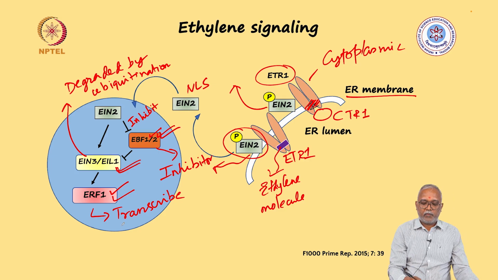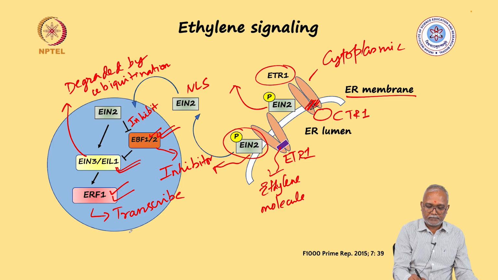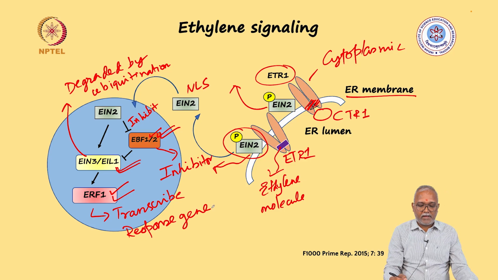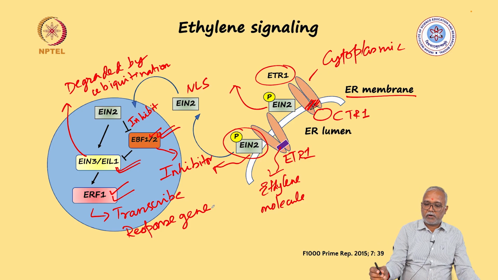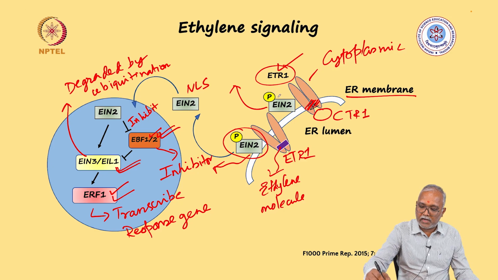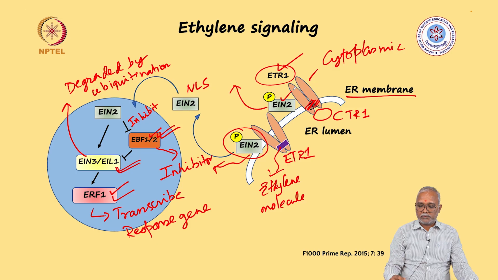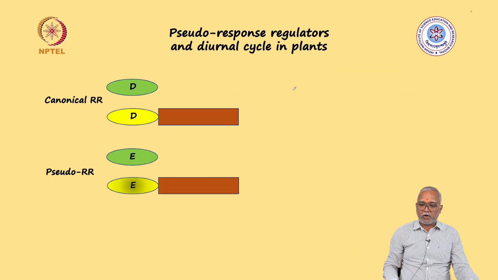And this ERF will activate the transcription of response genes. Remember earlier I said that many of the times these signaling will culminate in the nucleus, where a transcription factor will help in the transcription of a set of genes which will mediate the final response. Now this is how your ethylene signaling is working through the ETR and EIN kind of receptor-like molecules. Now, what happens in case of a response regulator?